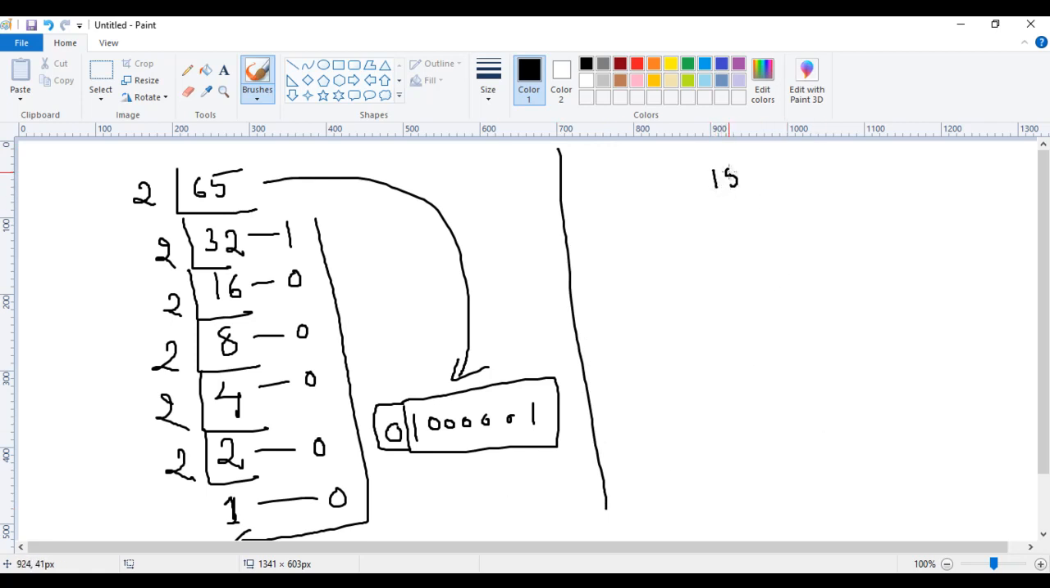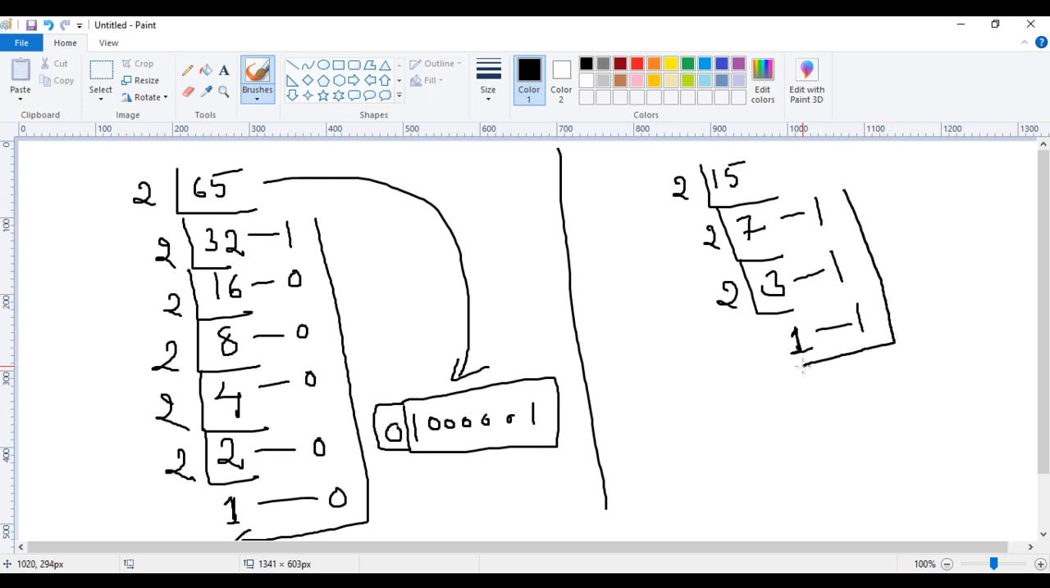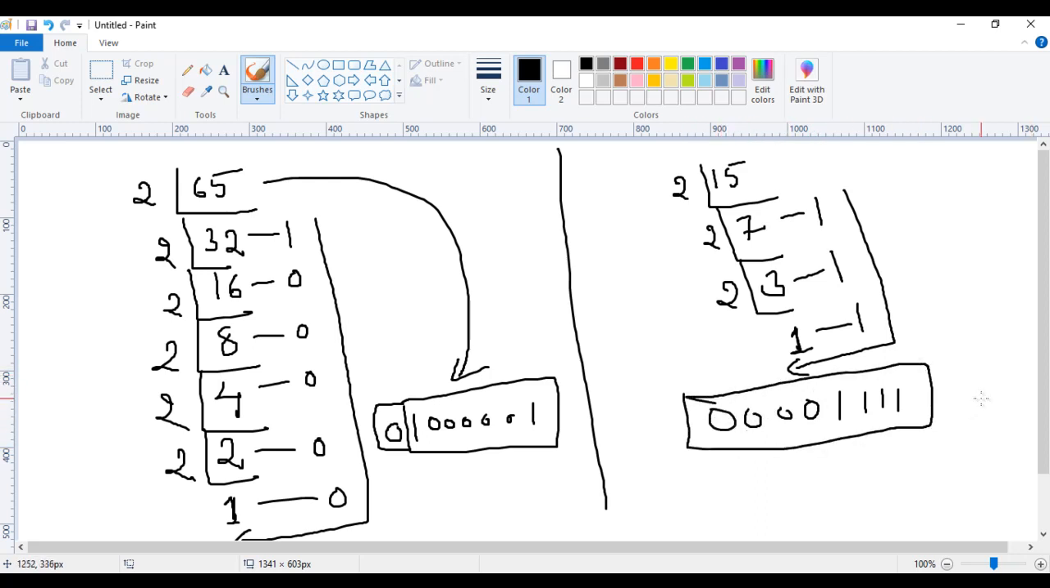If I say 15, we divide this number by 2. 2 into 7 is 14, remainder is 1. 2 into 3 is 6, remainder is 1. 2 into 1 is 2, remainder is 1. Once we get 1 or 0 at the end, we stop further execution and then we write these digits from right to left. 1, 1, 1, 1. If computer is an 8-bit computer, then we add here 4 zeros, guys. So this indicates 15 in binary number system.